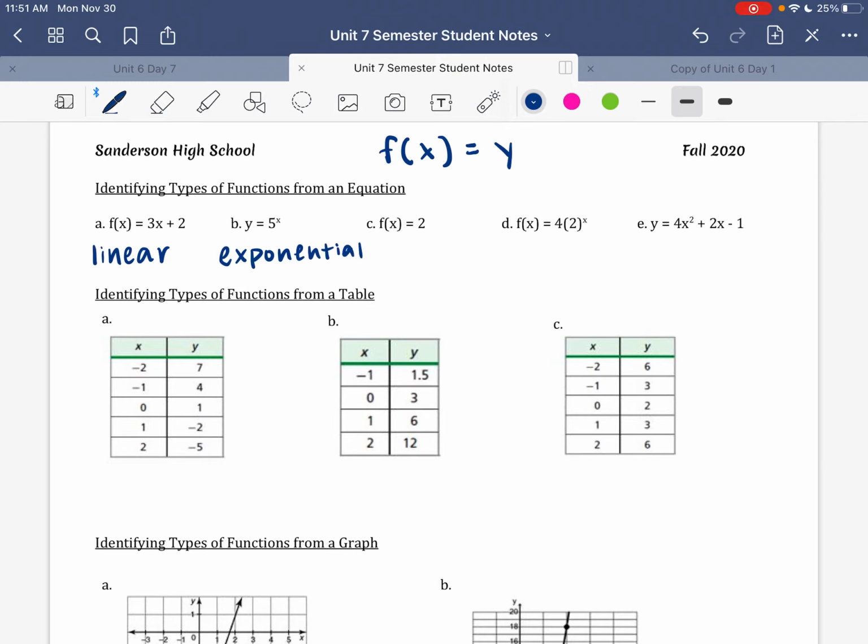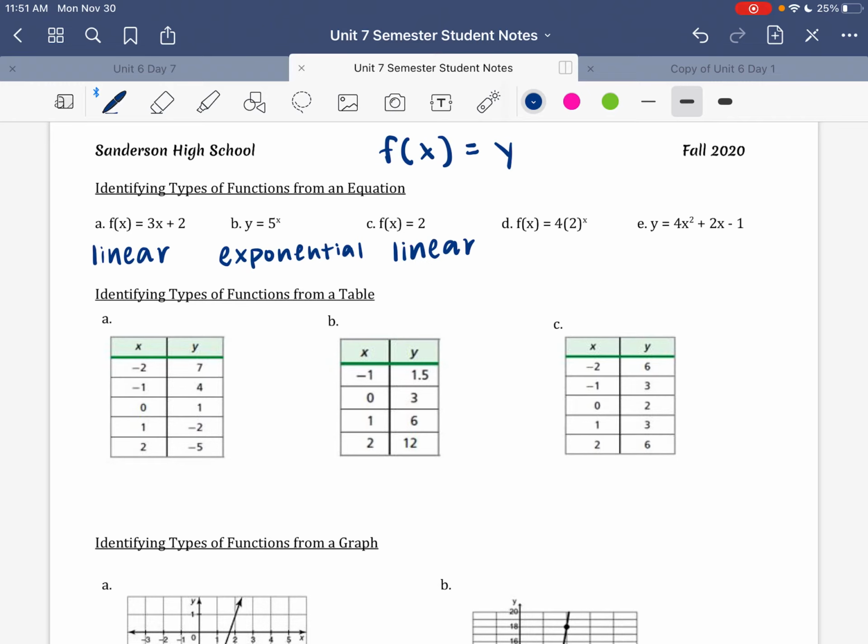C just says f of x equals 2. So remember, that's the same thing as saying y equals 2. That's one of our special lines. That would be a sideways line, but it is going to be a line. So those are kind of tricky, I think, when it doesn't look like slope-intercept form, like example A. But that does make a line, and again, you can graph it to confirm.